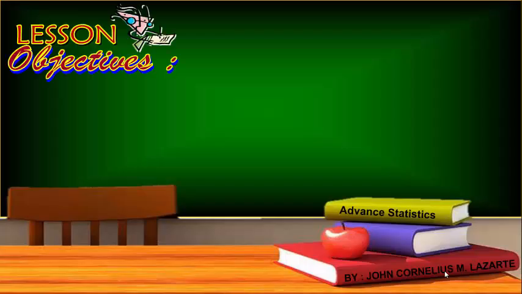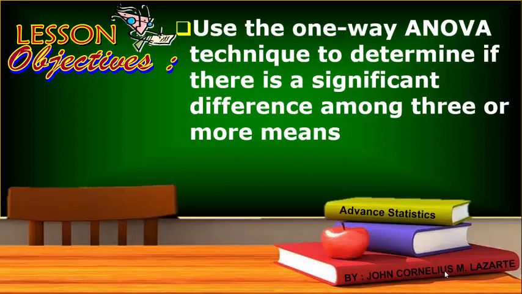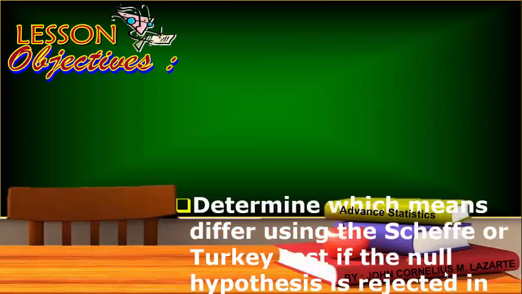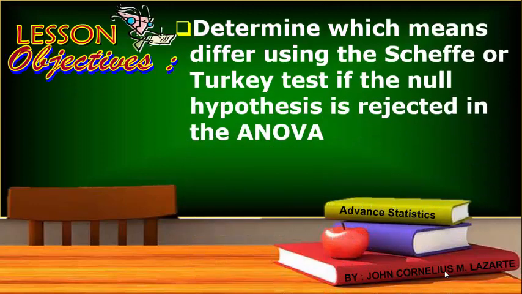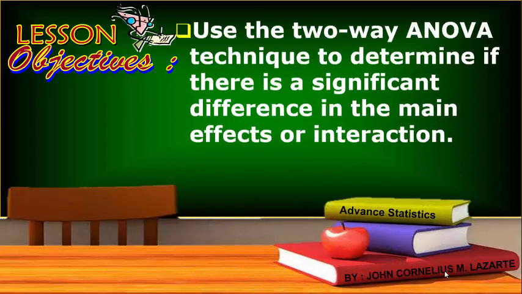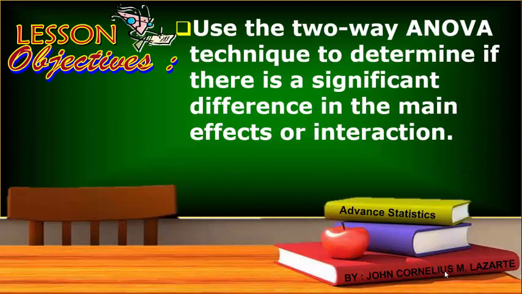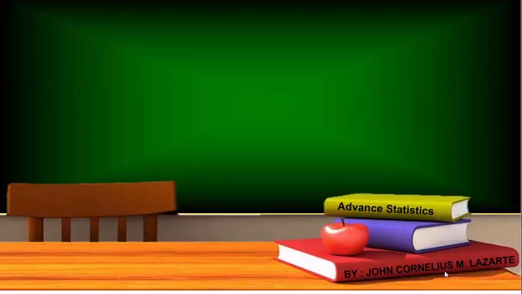Now let us have the lesson objectives. First is to use the one-way ANOVA technique to determine if there is a significant difference among three or more means. Next is to determine which means differ using the Scheffé or Tukey test if the null hypothesis is rejected in the ANOVA. And lastly, to use the two-way ANOVA technique to determine if there is a significant difference in the main effect or interaction.